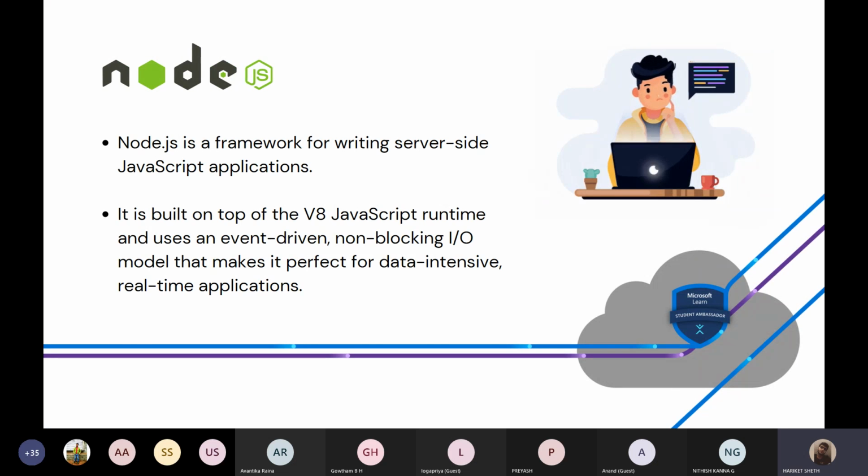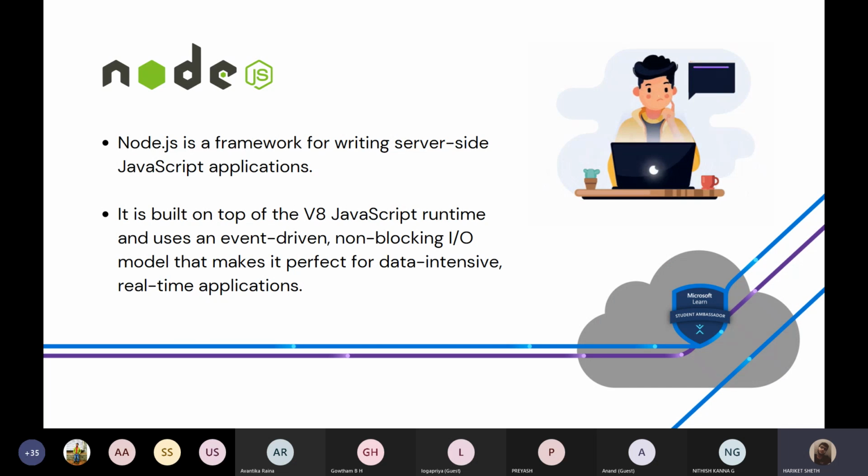And we will now look into Node.js. Node.js is a very useful framework for writing server-side JavaScript. Let me give a very brief intro on the history of this. V8 is the engine which is used in Chrome for running your JavaScript code. It is a very popular engine, and it is responsible for running your JavaScript code in Chrome.